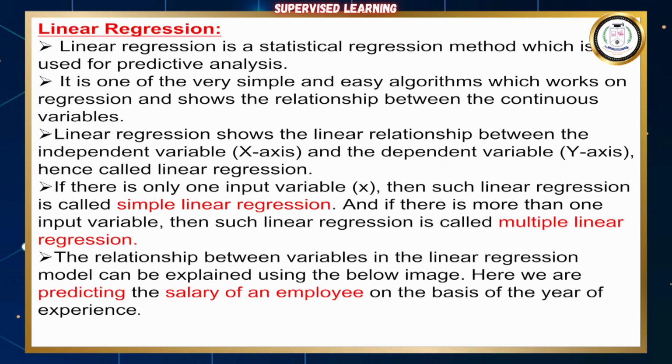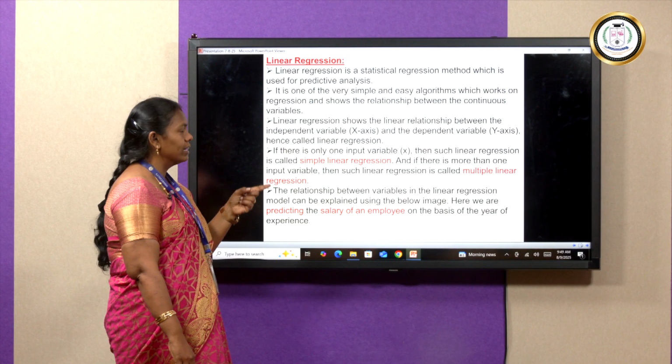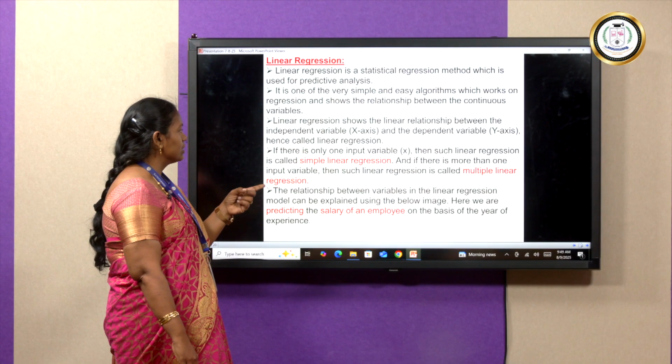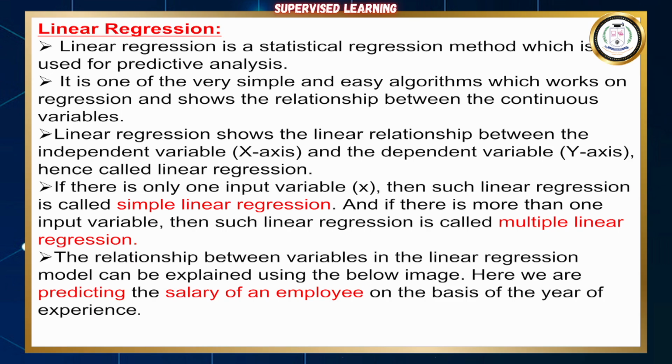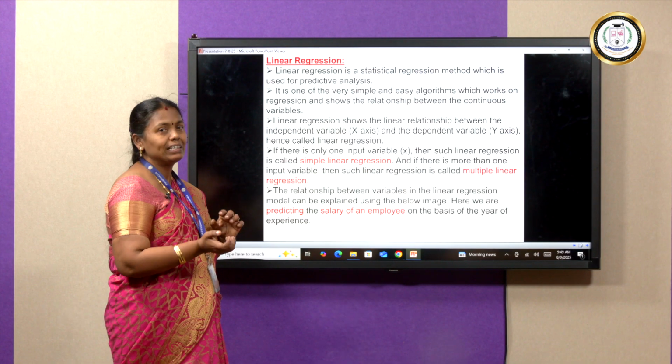Linear regression is a statistical regression method which is used for predictive analysis in the database. Here we use two types: simple linear regression and multiple linear regression. In simple linear regression, we use only one input variable, but in multiple linear regression, we use more than one input variable, by which we can find the resultant value from the trained data.